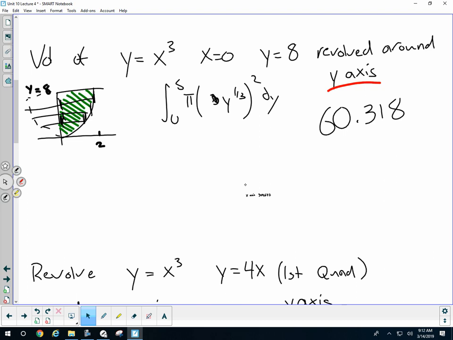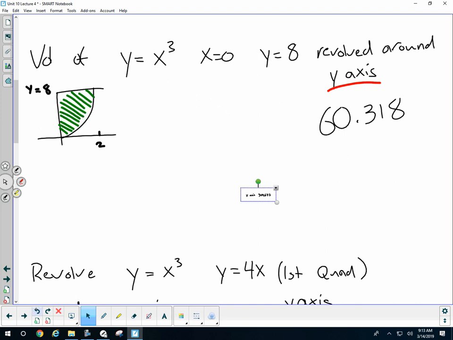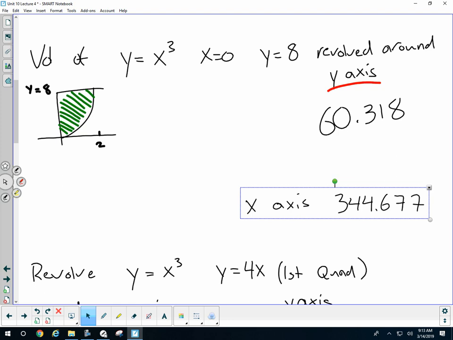Okay, great. Now we're going to change it up. We're going to add a level of difficulty. I'd like you to revolve this region around the x-axis. You need to draw your reflection and then notice how things have changed. Now, it's not the entire region. It's just this part in the first quadrant revolved.